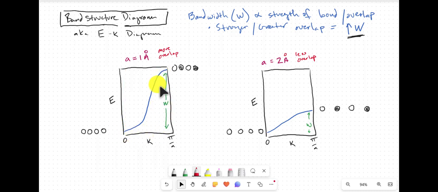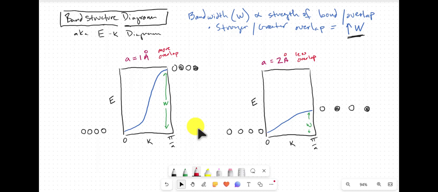And so it's represented here as W. We can think about that as the energy difference, essentially, between the fully bonding, like 0 nodal plane representation of the crystal orbitals, and the fully anti-bonding, like the highest number of nodal planes in that crystal orbital. That's the span.